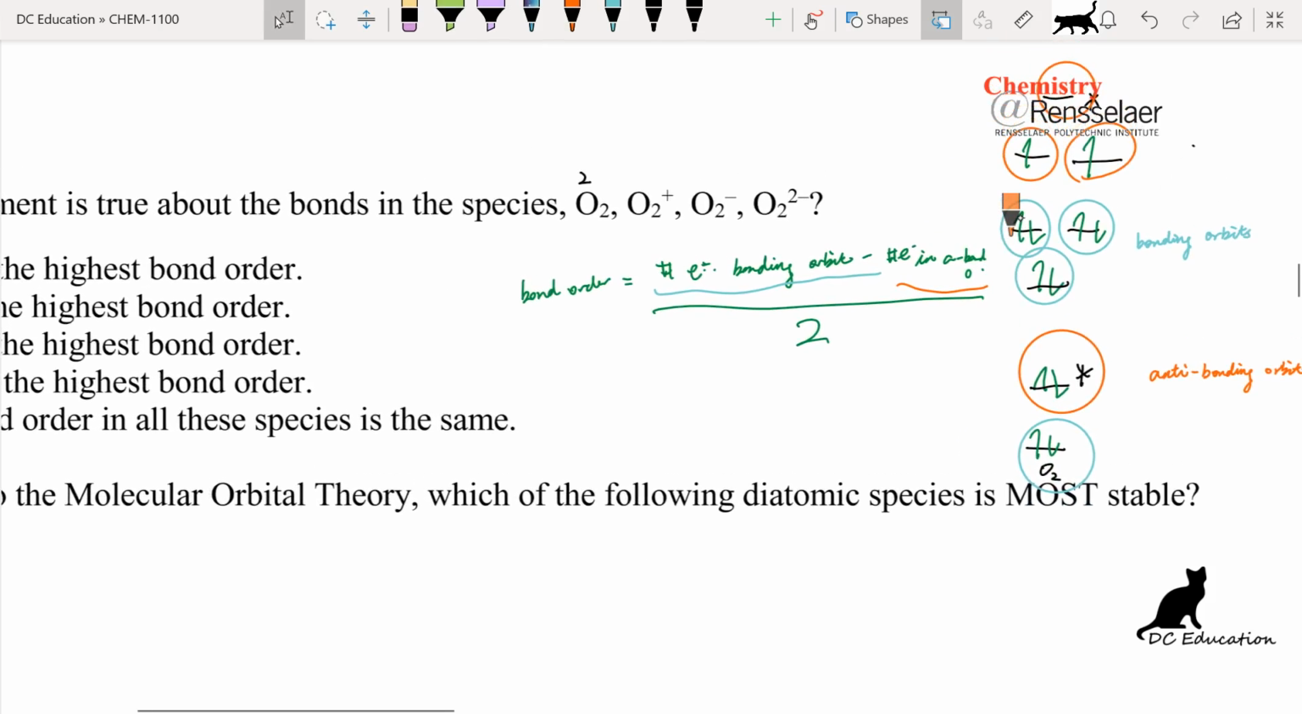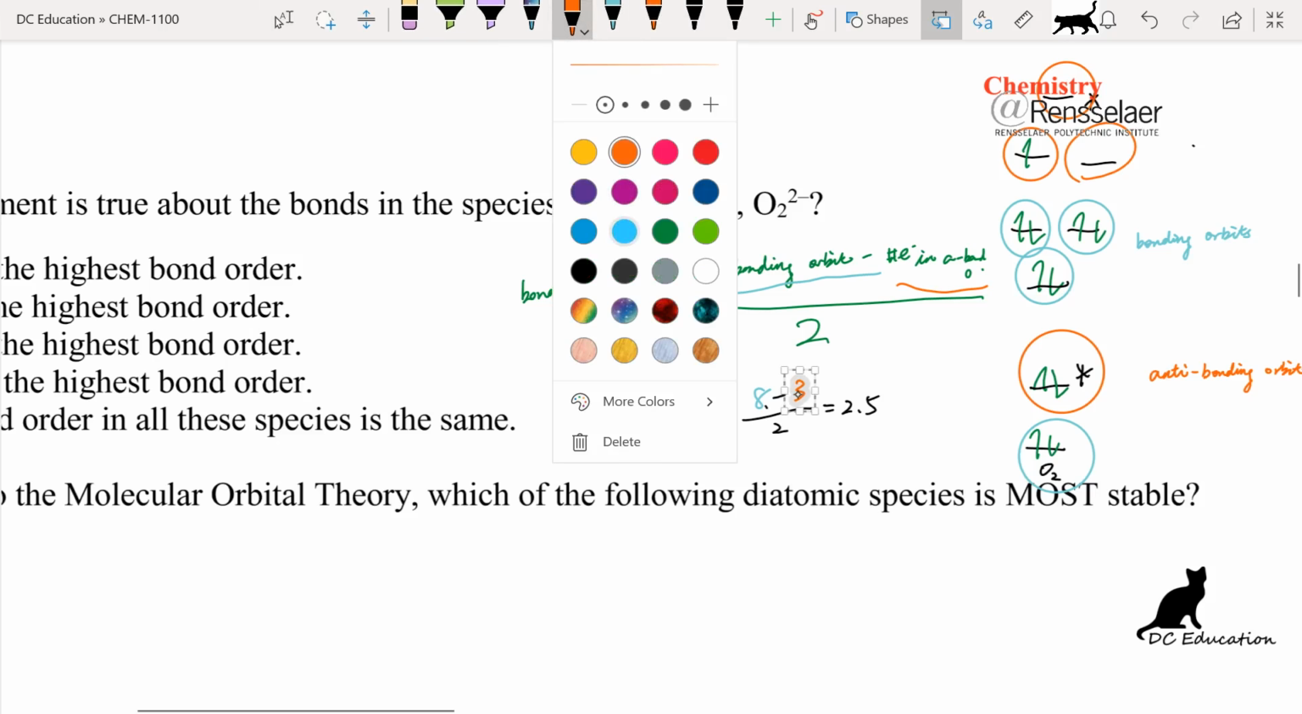Anyways, for oxygen plus, we're removing one electron from regular oxygen. Let's do the calculations. It's going to be 8 minus 3 divided by 2, and that equals 2.5, I believe. So it's 2.5 for the oxygen plus.